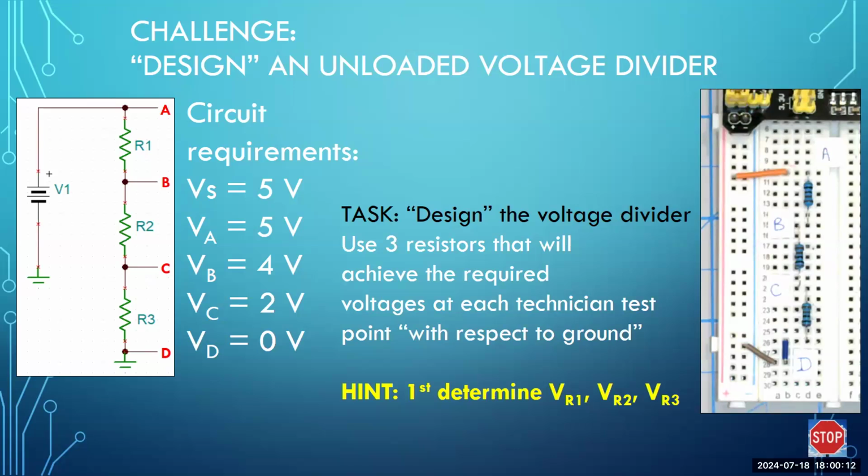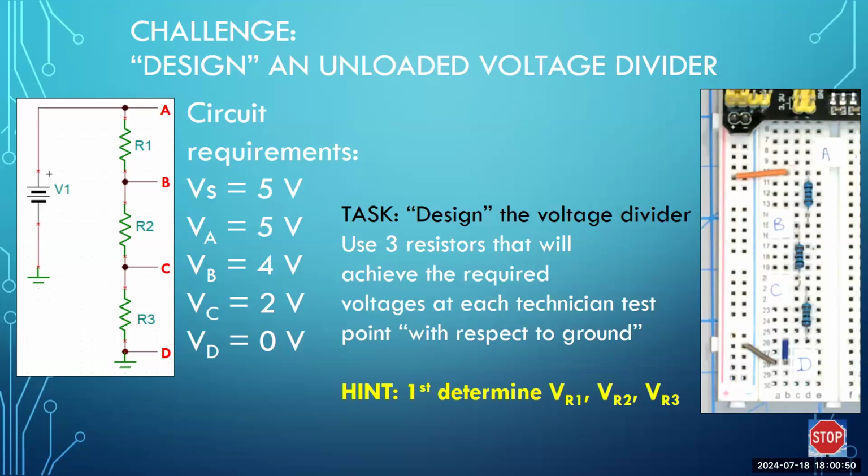The circuit requirements for this particular unloaded voltage divider specify, given 3 resistors and 1 voltage source, in the illustration shown on the left, there will be a point A above R1, there will be a point B between R1 and R2, there will be a point C between resistor 2 and 3, and there will be a point D at ground.